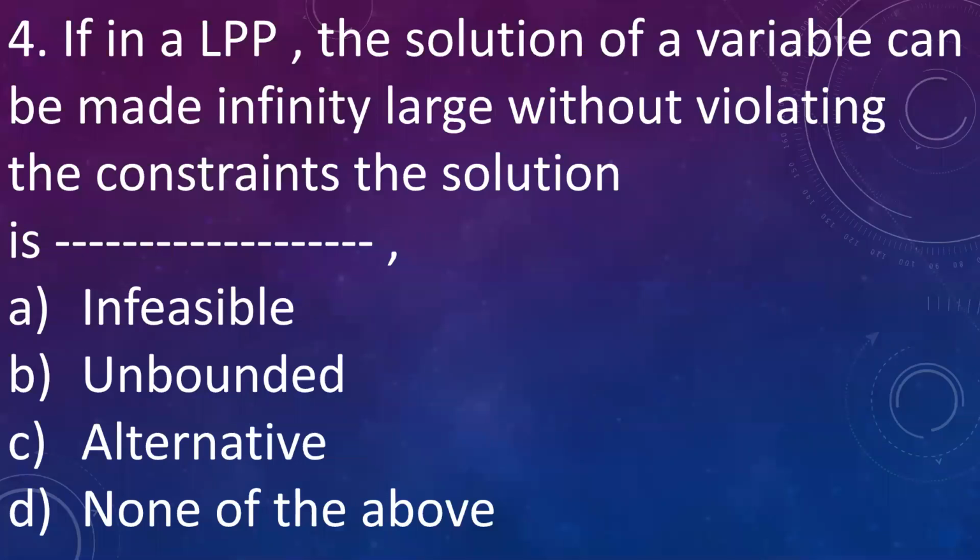Next question is: if in an LPP a solution of a variable can be made infinitely large without violating the constraint, the solution is... LPP means linear programming problem. The solution is made infinitely large without violating the constraint. It is A, infeasible; B, unbounded; C, alternative; D, none of the above. Answer is unbounded, because the solution is made infinitely large. That means it is not bounded to a particular region. That is, it is unbounded.